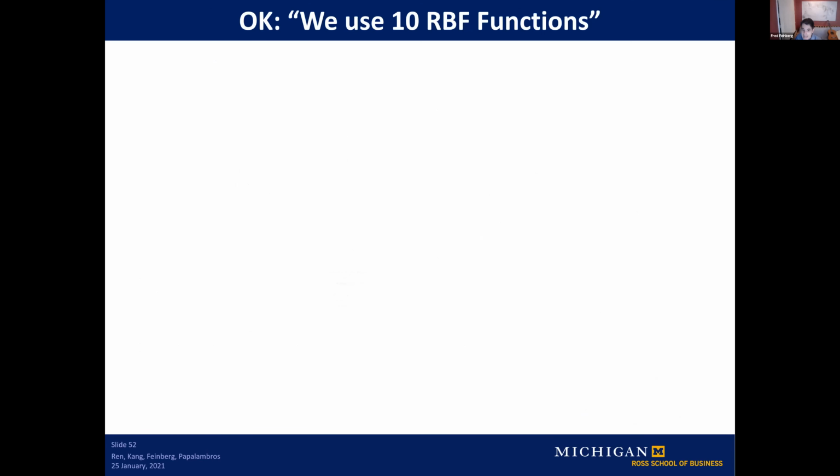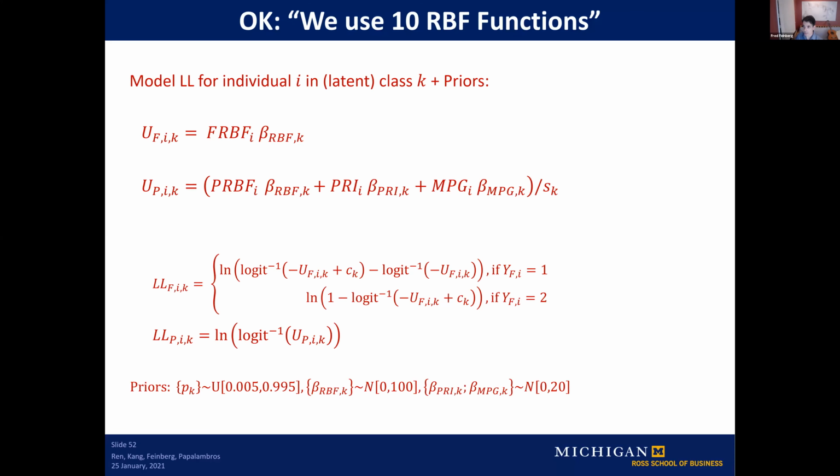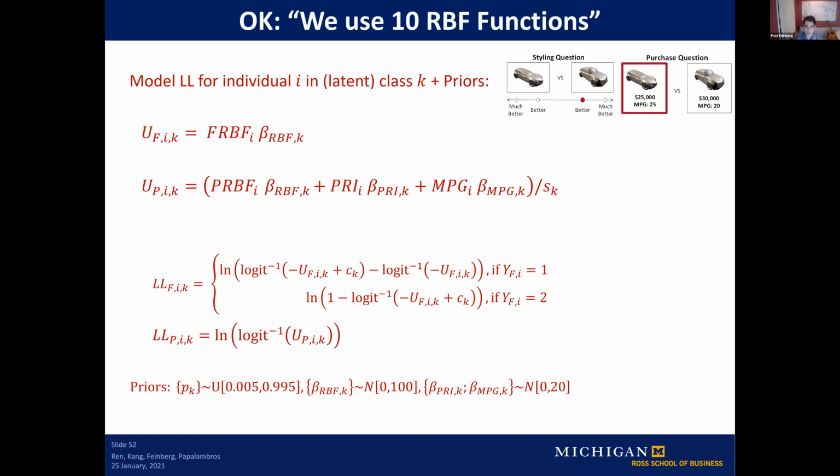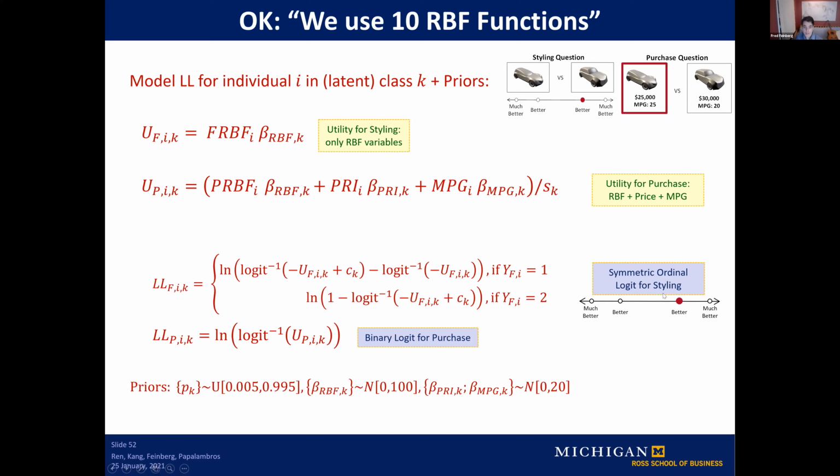And if I do that, I can put together a hierarchical Bayes model. And I hate when people put models up and don't explain them. So let me be graphical about this. Here's my styling question. Here's my purchase question. So we have our utility model for styling. It has only the radial basis function variables. Here's my utility model for purchase. It also has my price and MPG variables, my marketing attributes. Here's an ordinal logit model that's symmetric for the scale. I can have any number of points, which was Justin Huang's question. And I have a binary logit for purchase.